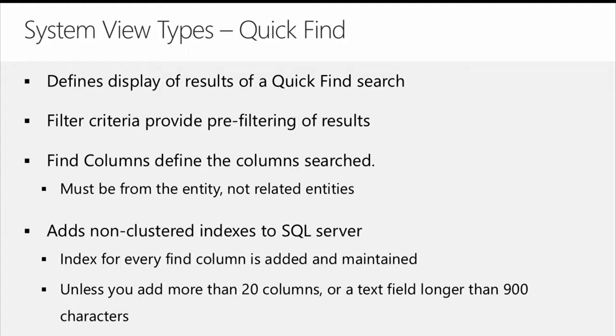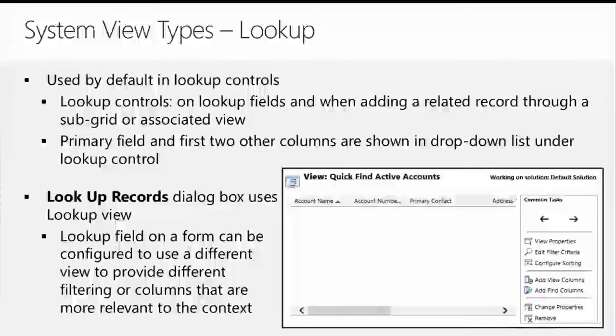The nice thing about these quick find views is, as you add fields, and we'll show you this in the demo as well, as you add these find columns, it actually creates SQL indexes for every column that is added to a quick find, and that is actually maintained inside the application. So you can have up to 20 of these quick find columns added to the application that will have indexes created, as long as the text field in those items does not have more than 900 characters. And we'll talk a little bit about that in the demo itself.